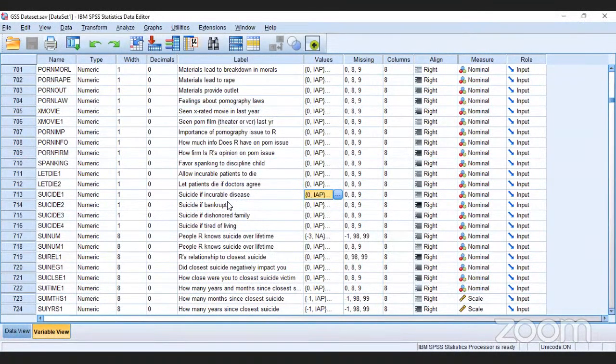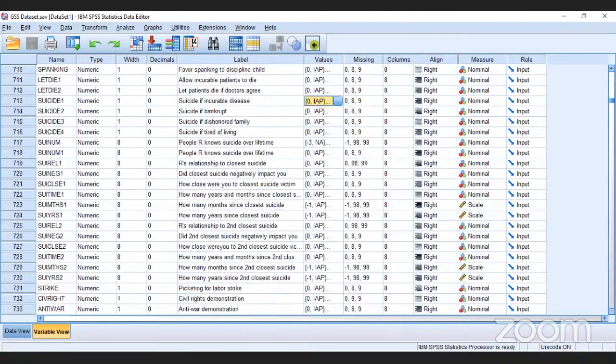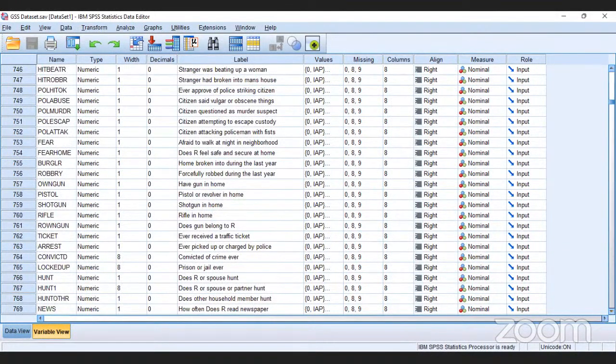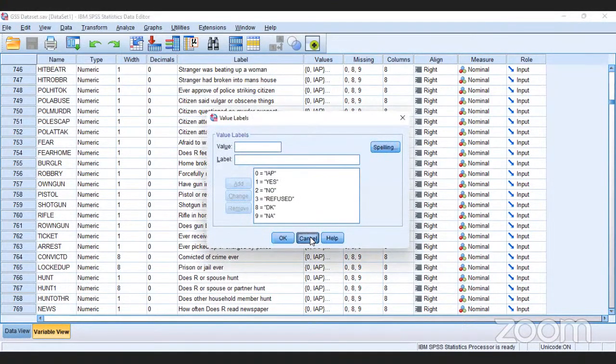We equally have suicide if bankrupt. These are more personal. Will you commit suicide if you are bankrupt? In Cameroon, I'd say no. Should I commit suicide if there's family besides you? So the situation is different. Should we allow a shotgun at home? Yes or no? Those are the type of questions they ask.